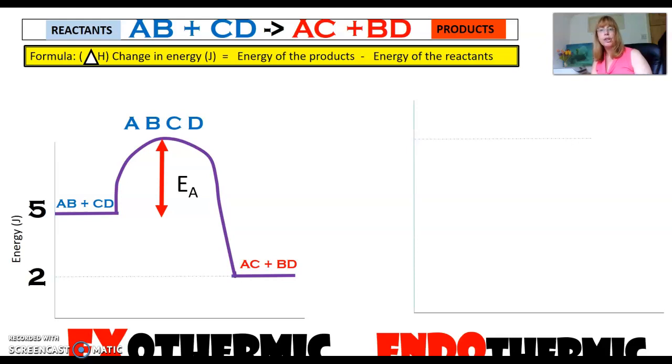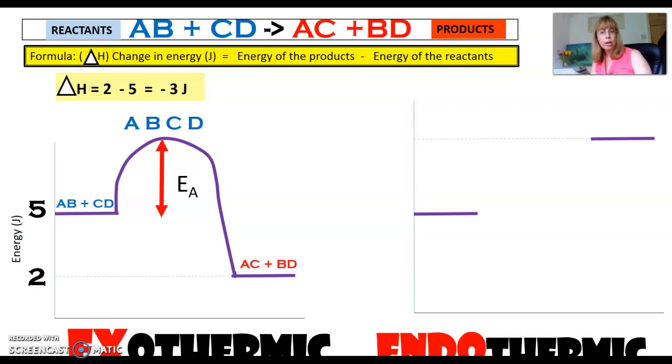And in fact, if I use this equation, delta H, which is the change in energy in joules, and I take the energy of the products, which is 2 over here, and I take the energy of the reactants, which is 5, I get an answer of minus 3 joules. Now we'll come back to that more in a minute.